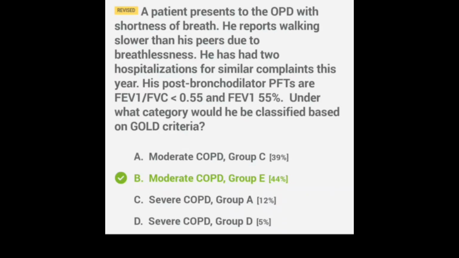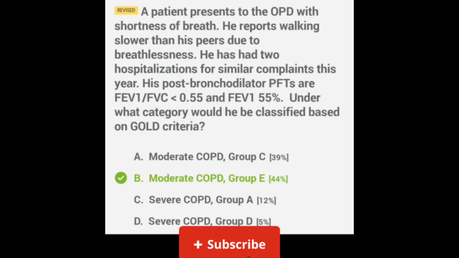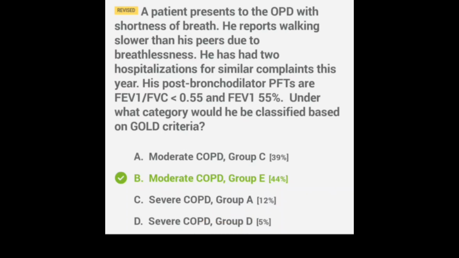But one more question will come to your mind: we have 2 options with moderate COPD, option A and option B. What to choose? What is this group C and group B? For this, again, very easy thing to remember: the GOLD classification has divided COPD into only 3 groups: group A, group B and group E. There is no concept of group C. So that means option A is the dummy option and option B becomes the correct answer to the question.